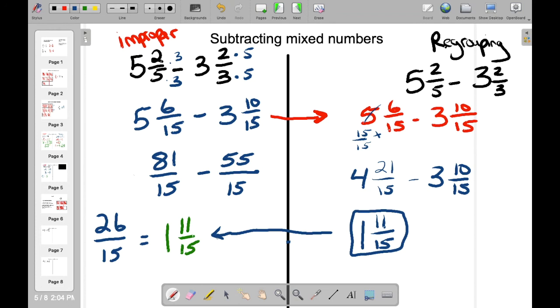Okay, so I showed you 2 strategies here. Both of these are correct, but make sure you talk to your teacher to understand what strategy they want you to be using. As always, if you have any questions, please let me know.